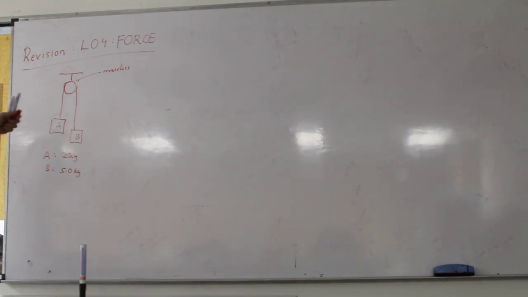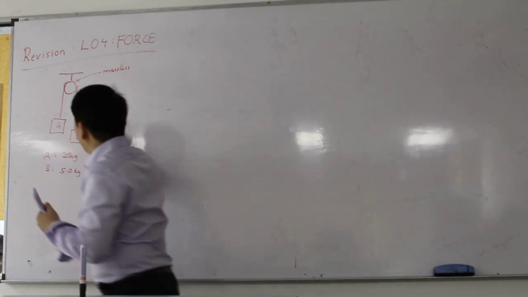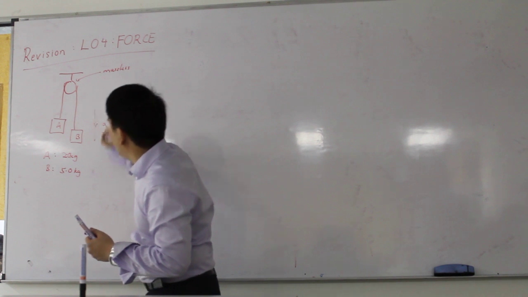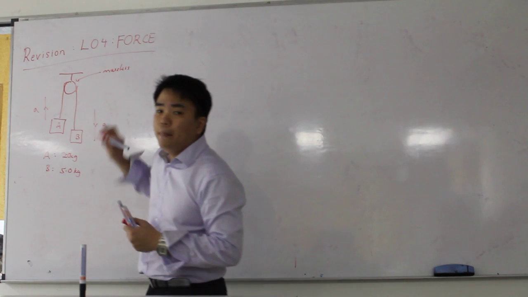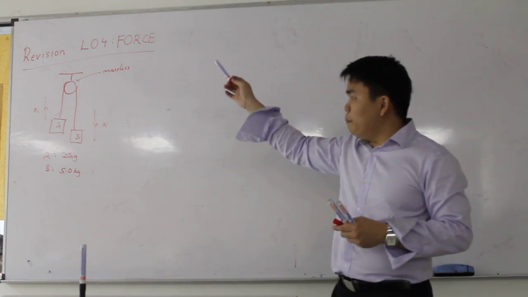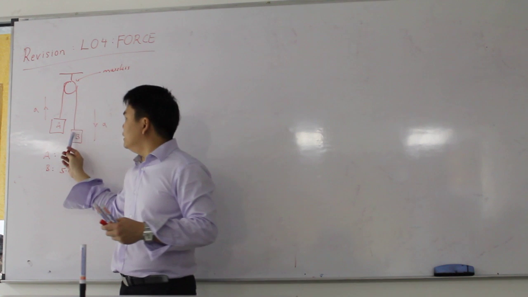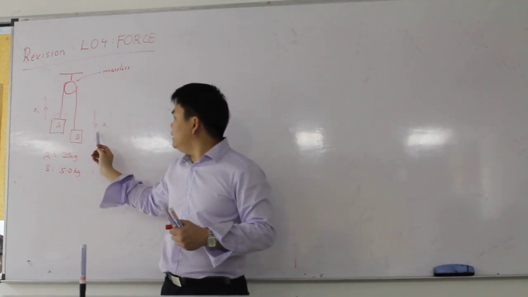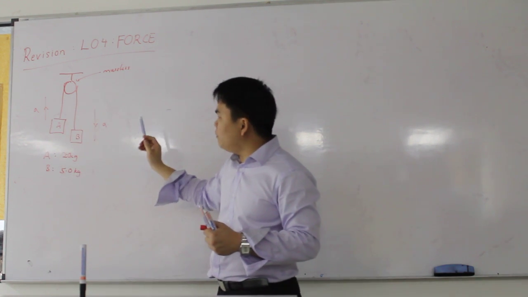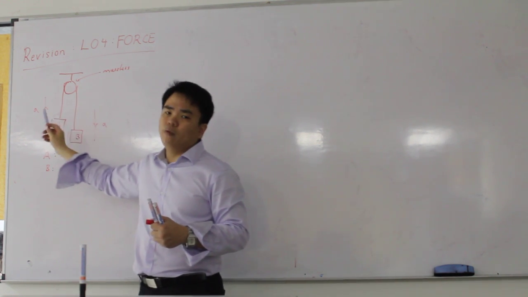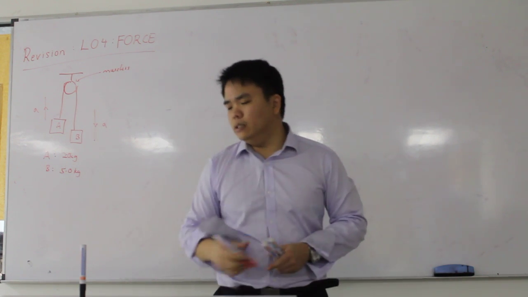Logical thinking: when we hang it this way, B will be moving downward, whereas A will be moving upward. For this case, we can say that there is an acceleration downward here, and A experiences an acceleration upward. Basically, because they are attached to each other, the acceleration of B is the same as the acceleration of A. The only difference is the direction of A, but in terms of magnitude, it's the same.